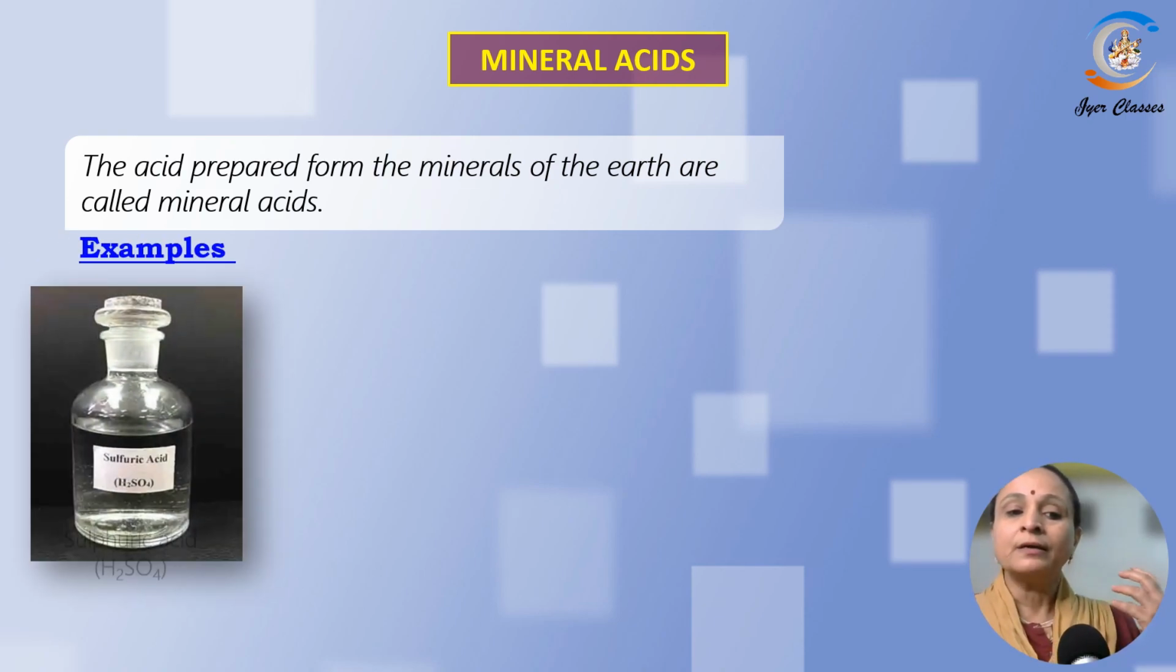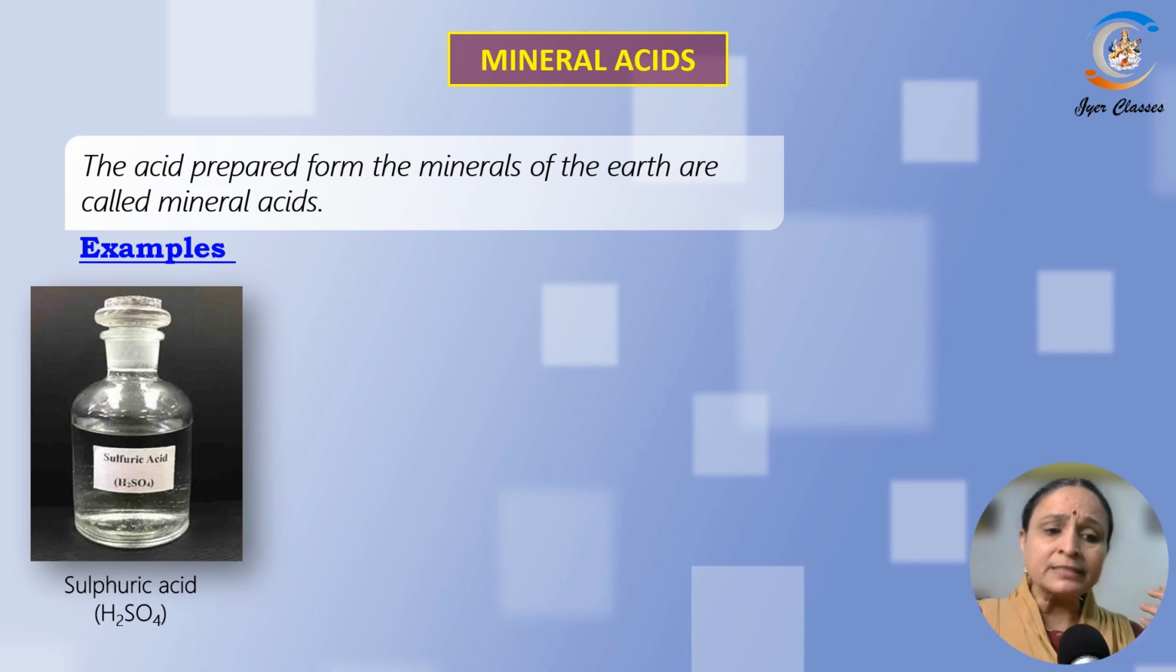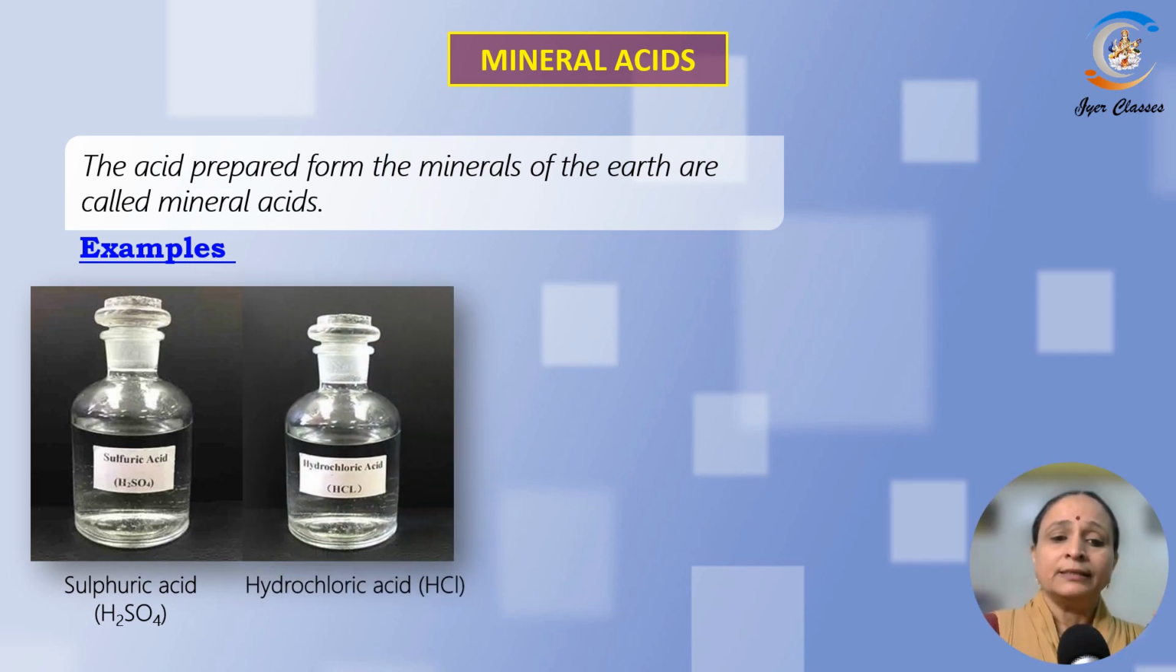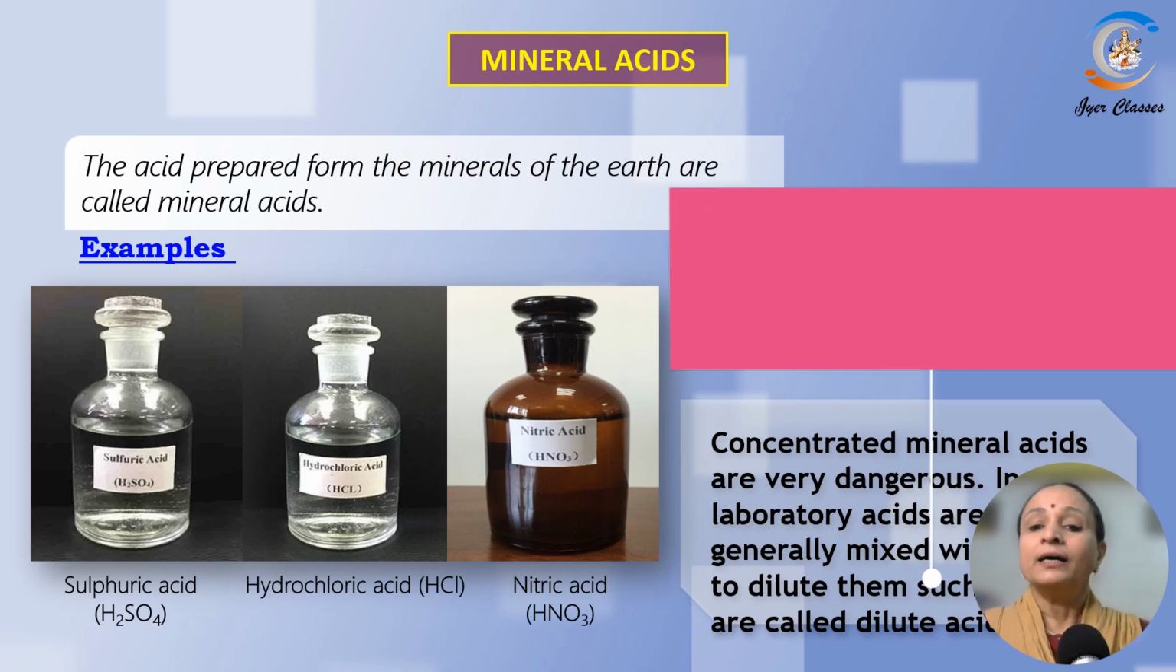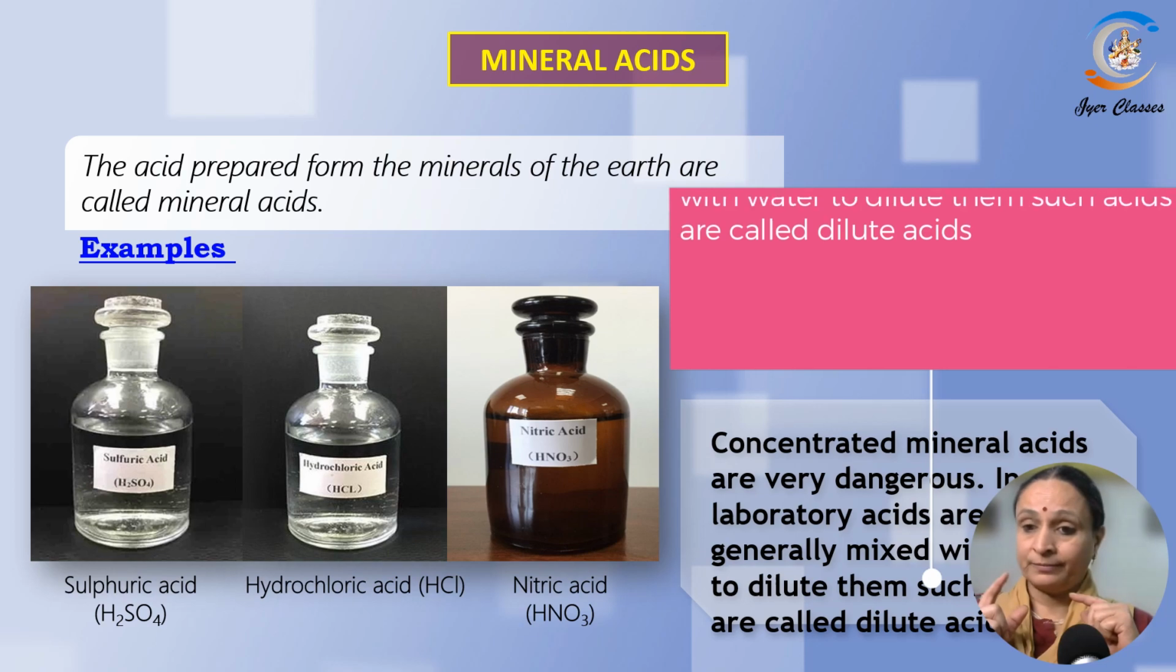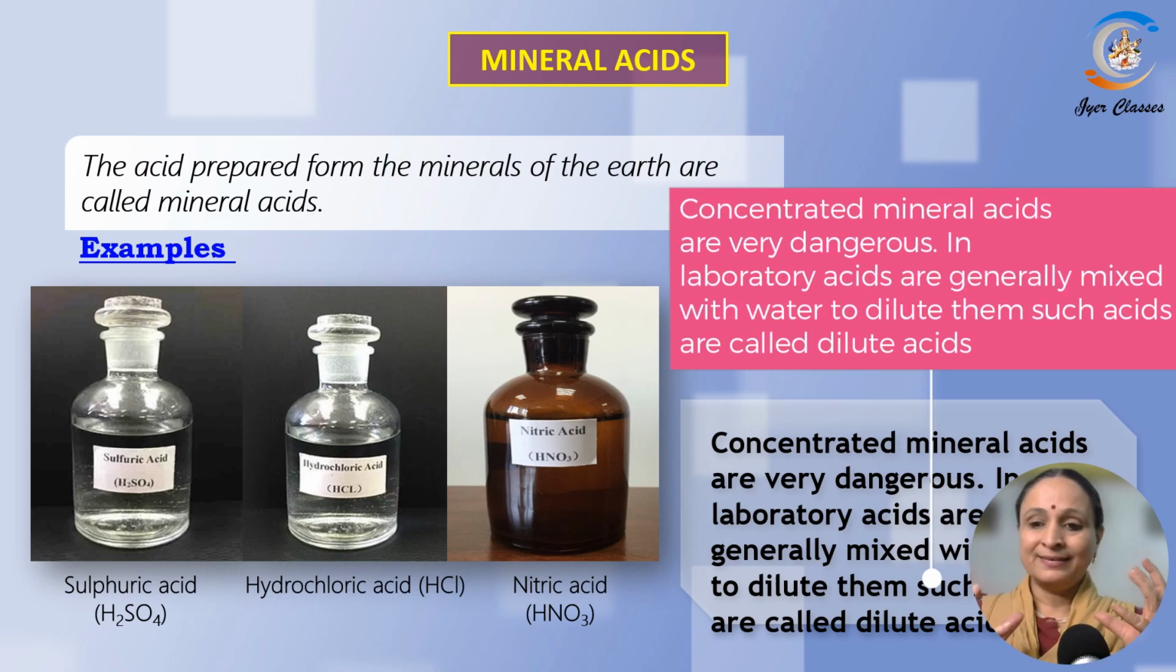What are the examples? It is sulfuric acid, H2SO4. Then you have hydrochloric acid, which is HCl. Then nitric acid, that is HNO3. These are all very, very dangerous acids if they are in the concentrated form. So we should dilute them to use in the laboratories. There are some uses of the concentrated acid also, but you can use it in the laboratory in the diluted form because of its very corrosive nature and it can be very dangerous.